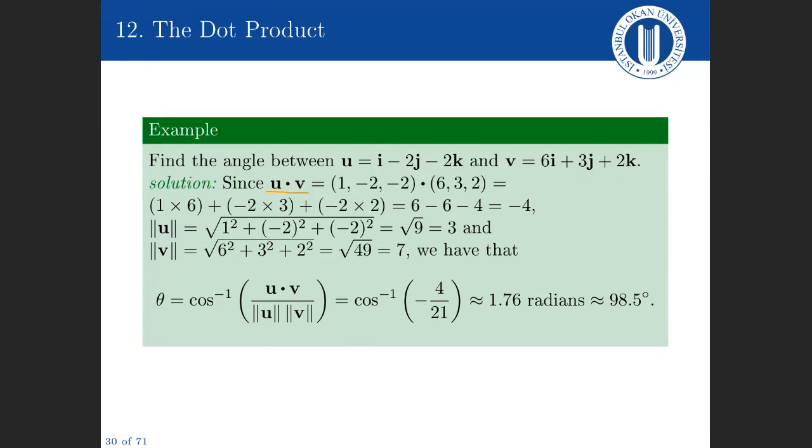U dot v, I'm going to leave for you to check, is -4. I'm also going to leave for you to check that the norm of u is 3 and the norm of v is equal to 7. If we put these numbers in, we have -4 divided by 3 multiplied by 7, or 21. Take the inverse cosine of -4 over 21. We get approximately 1.76 radians, or 98.5 degrees.